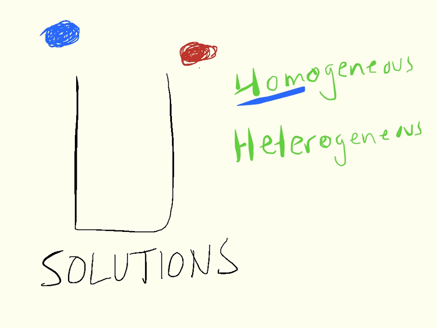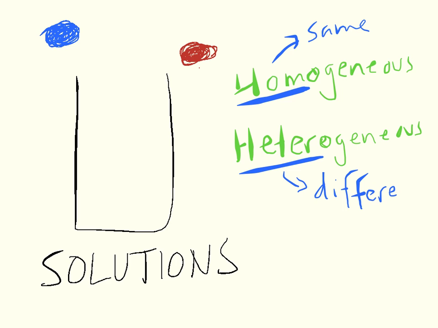To remember this, you need to remember what these prefixes mean. The prefix homo means same, whereas the prefix hetero means different. So a homogeneous mixture looks the same, meaning that it's evenly mixed. A heterogeneous mixture looks different. You can see the different substances in the mixture. A solution, by definition, is a homogeneous mixture.